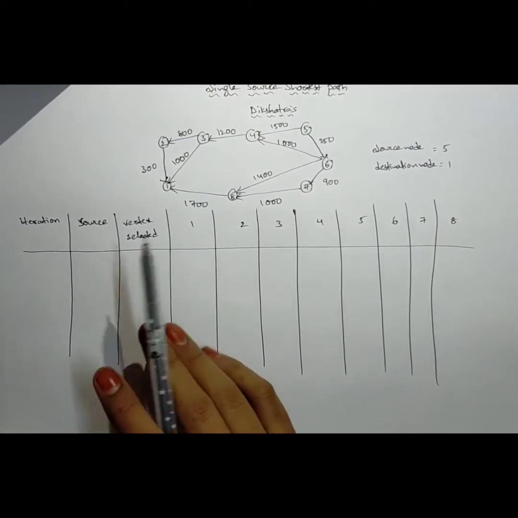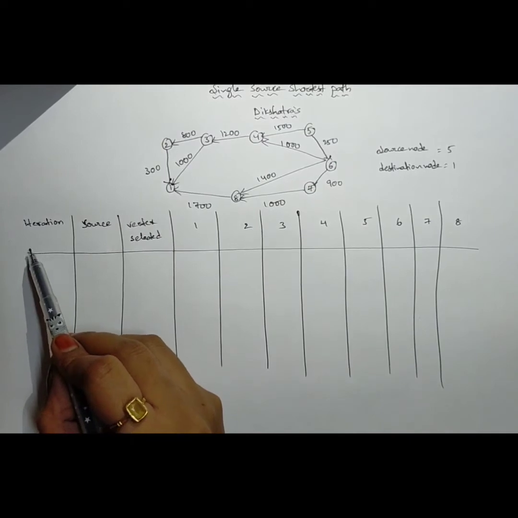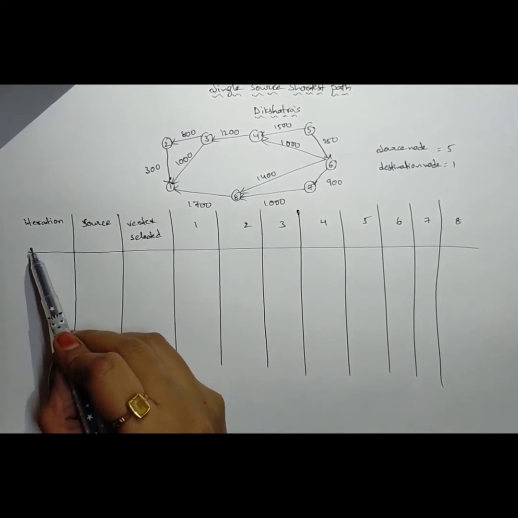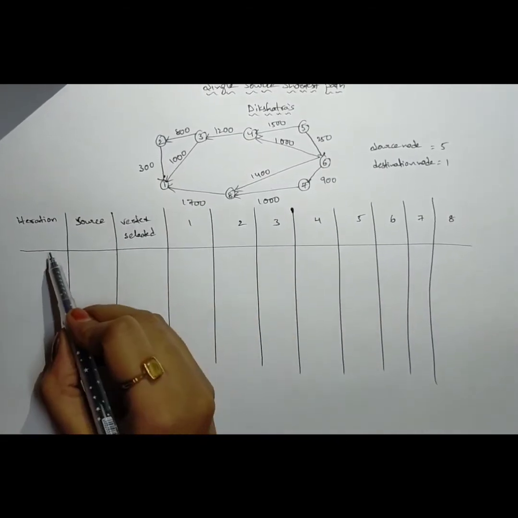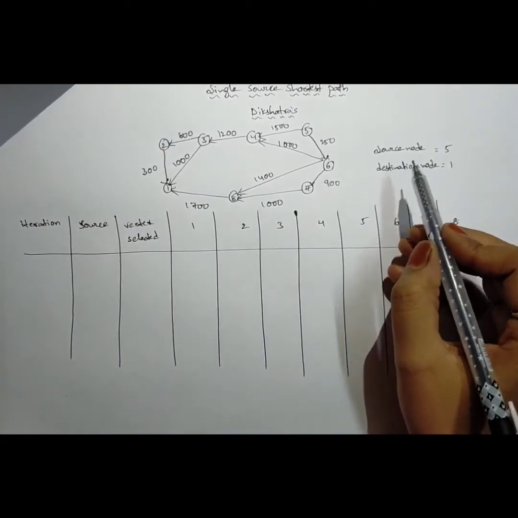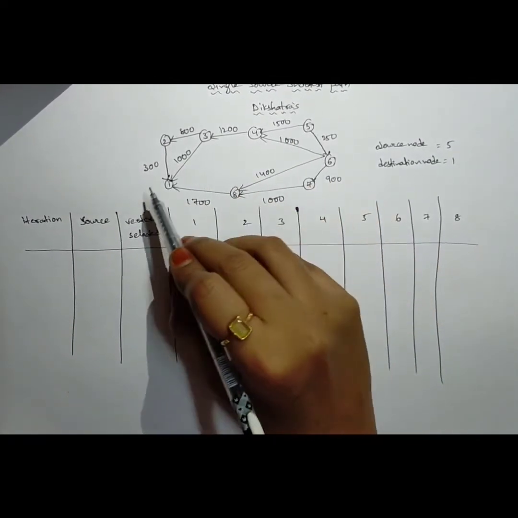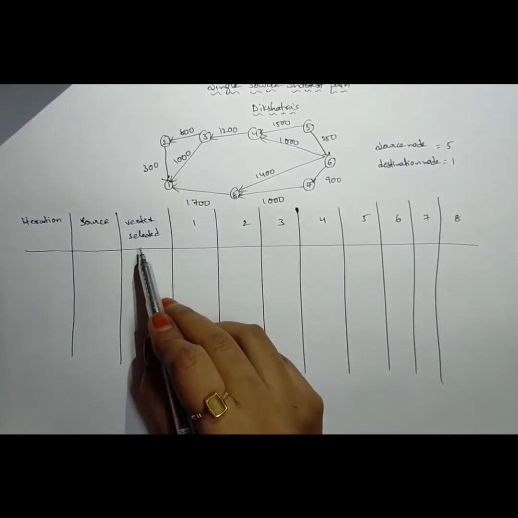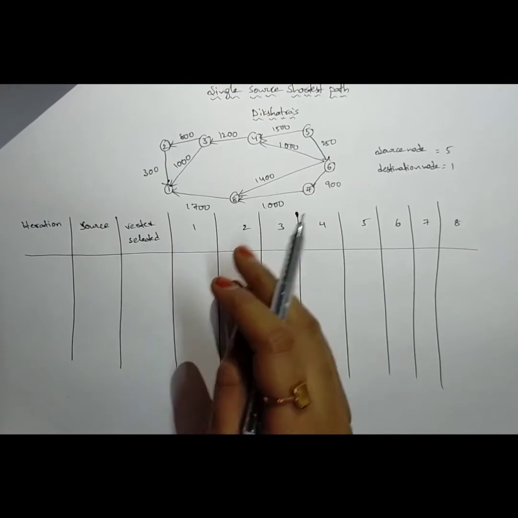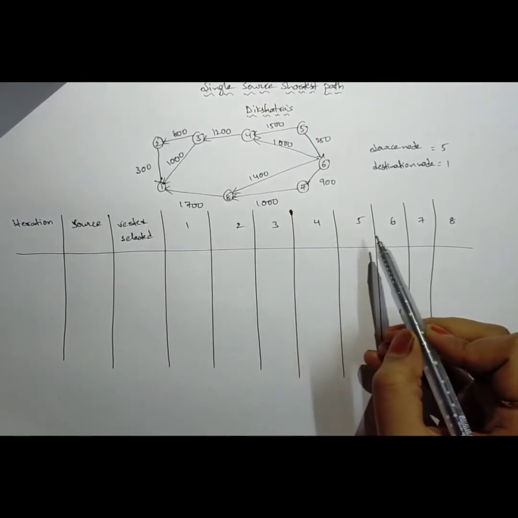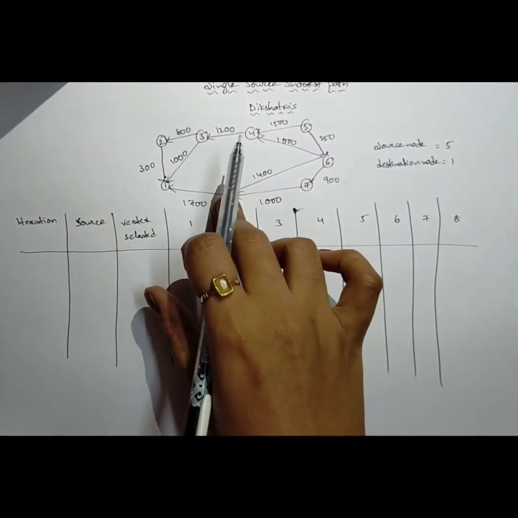Here I am taking a tabular form with iteration, representing the number of iterations that we have considered while traveling from the source node to the destination node. Next one is source. Here we will add the sources which we are traveling from the source node to destination nodes. And next one is vertex selected. Vertex selected represents the vertex which we are choosing, and these 1 2 3 4 5 6 7 8 represent the nodes which are present in this graph.